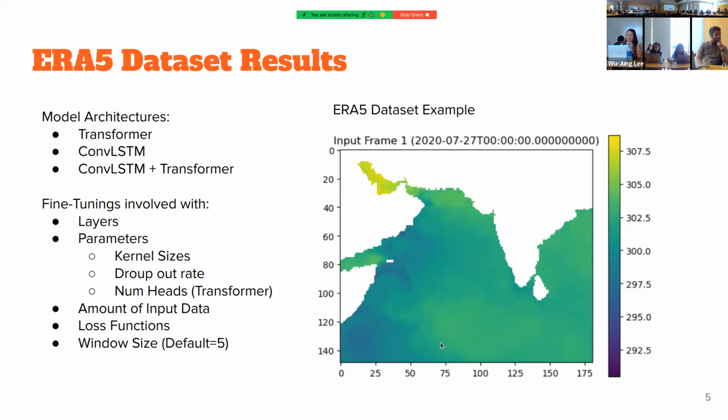First we used the ERA5 dataset to test the model. The model architectures we included for the ERA5 dataset are transformer, convolutional LSTM, and a combination model that combines convolutional LSTM and transformer layers. We also did fine-tuning with the layers, parameters, amount of input data, loss functions, and window size.